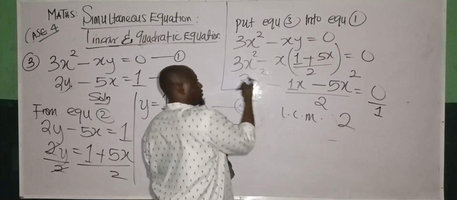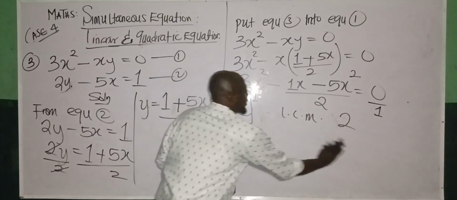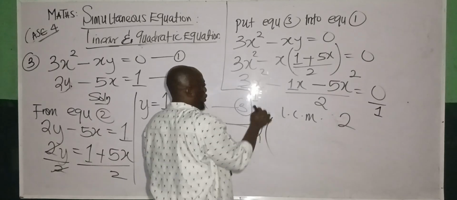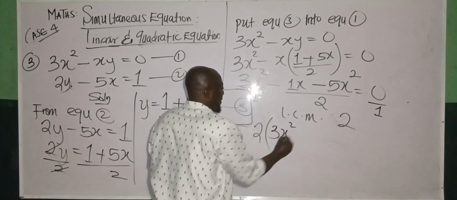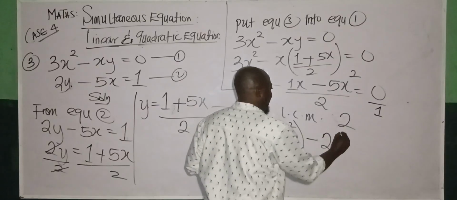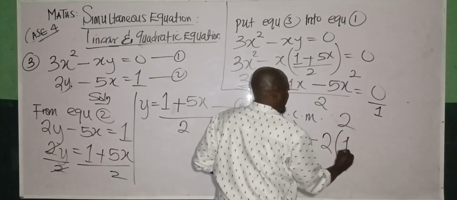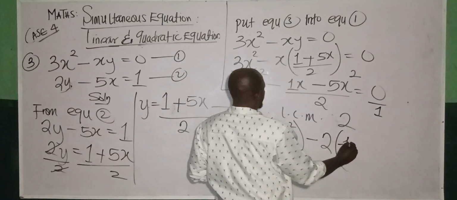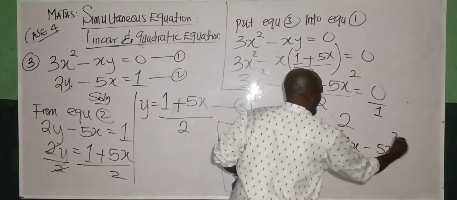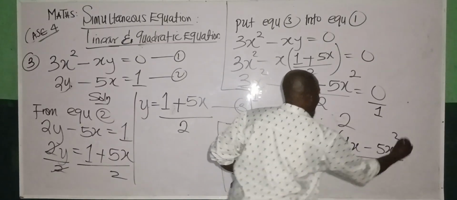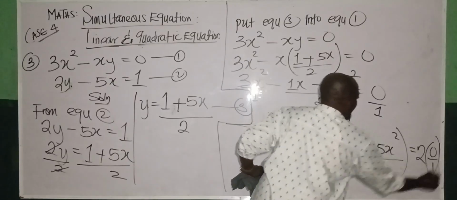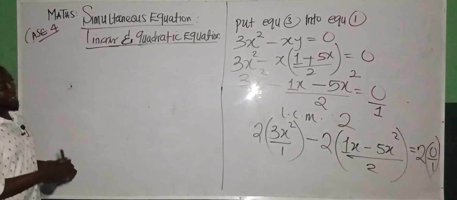1 and 2 is 2. 2 times this one is still the same thing. So I want to multiply all the side by 2. So I'll have that 2 into bracket all of this one now. So 3x squared over 1 minus all of this one now. I'll put 2 here into bracket. So minus, okay. So this value, 5x squared, then over 2 like this. All of this one becomes 2 into bracket 0 over 1. So this is what I'm having here.